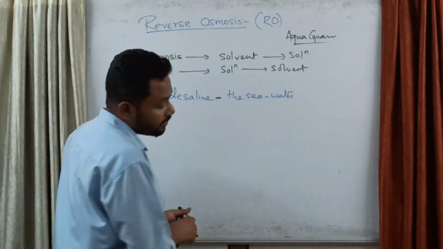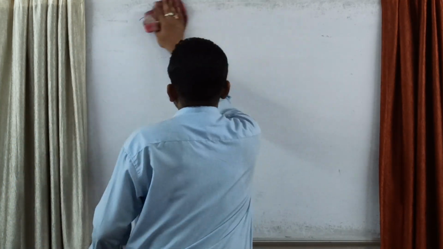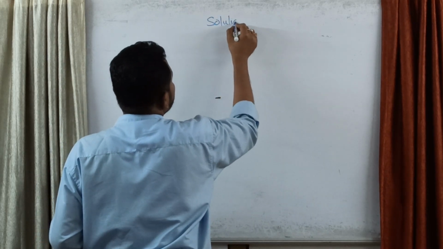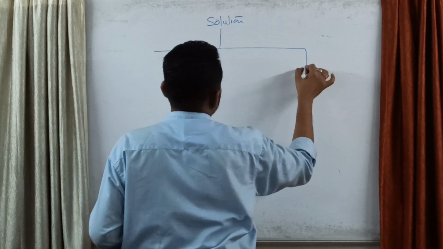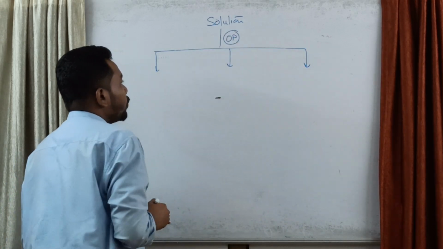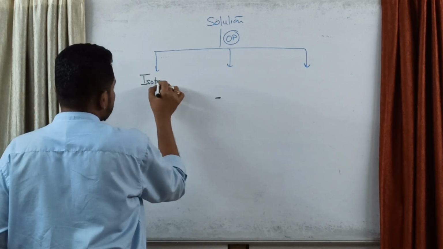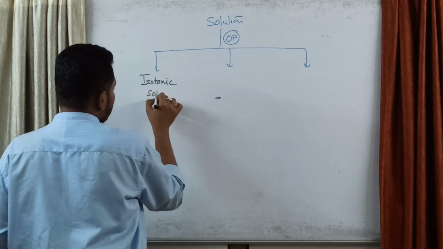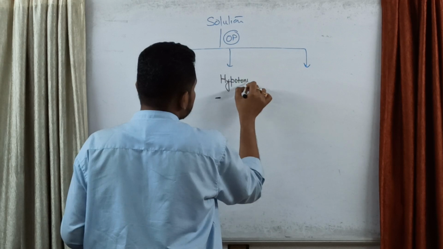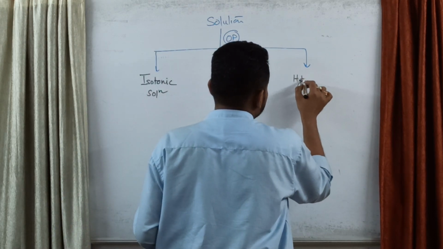So we are going to discuss three types of solution in terms of osmotic pressure concept. OP means osmotic pressure. One is isotonic solution, another is hypotonic solution, another is, tell me, hypertonic.